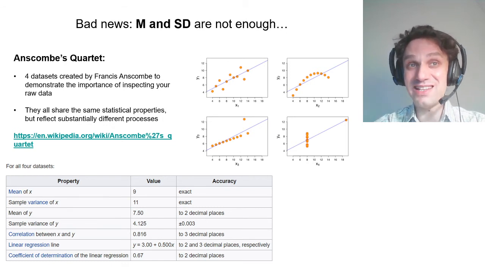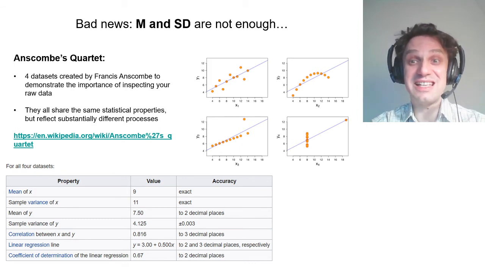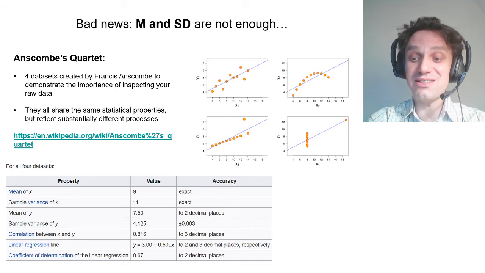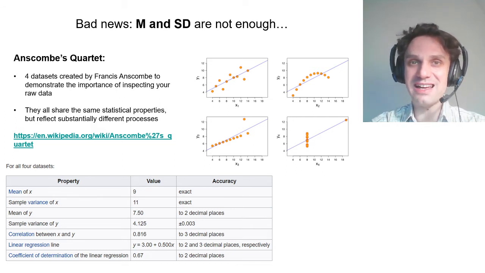They have the same mean, they have the same variance for both variables, hence the same standard deviations. The correlation between 2 variables is also the same. However, if you take a look at those scatter plots, you see that they are vastly different, that these data sets are substantially different, even though they share the same statistical properties. And that's the reason why Francis Anscombe created them, to illustrate the importance of looking at your data, of inspecting your scatter plots before you actually start your analysis.